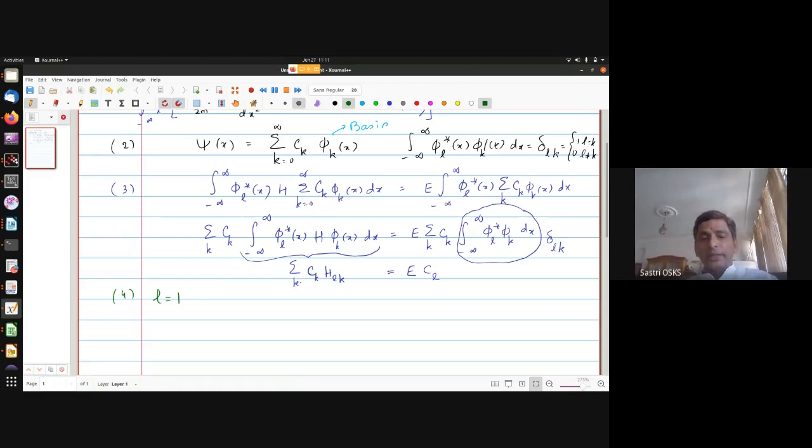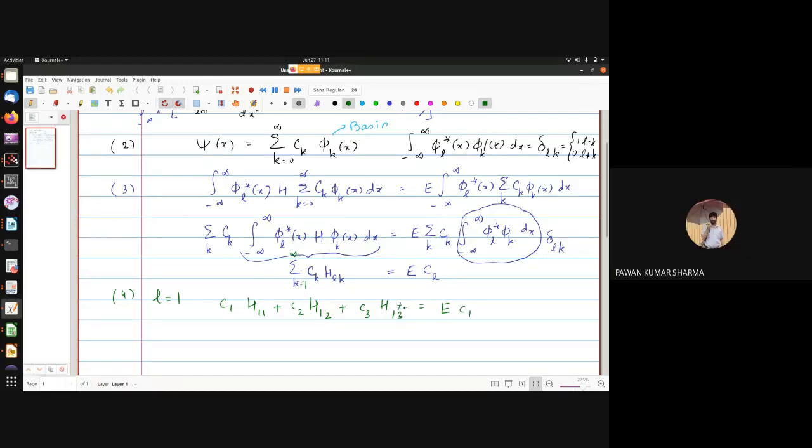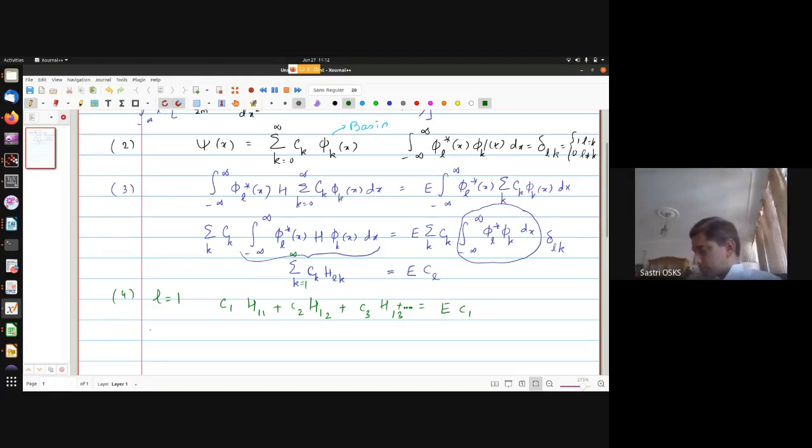For L equal to 1, summation k equal to 1 to actually infinity it is going. But let me just limit them to only 3 so that we can quickly see what it is. So k equal to 1, so C1 into H, L equal to 1, k is 1. Then C2 into H, L equal to 1, k is 2. C3 into H, 1, 3 equal to E times C1. But this could have gone all the way up to infinity, okay? I'm just limiting it in this case.